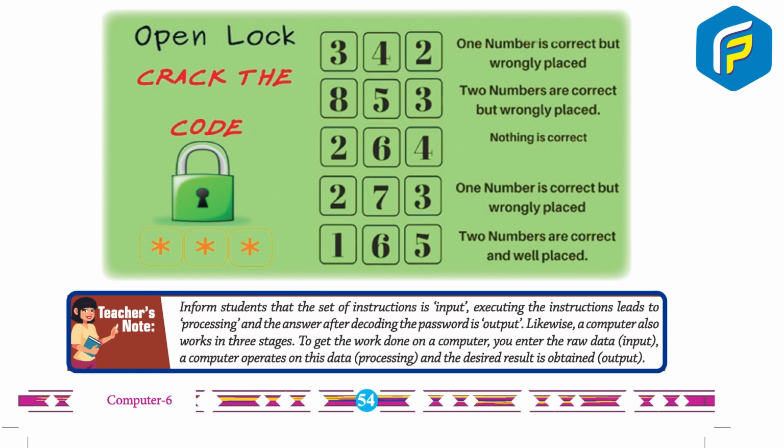Likewise, a computer also works in 3 stages. To get the work done on a computer, you enter the raw data, input. A computer operates on this data, processing, and the desired result is obtained, output.